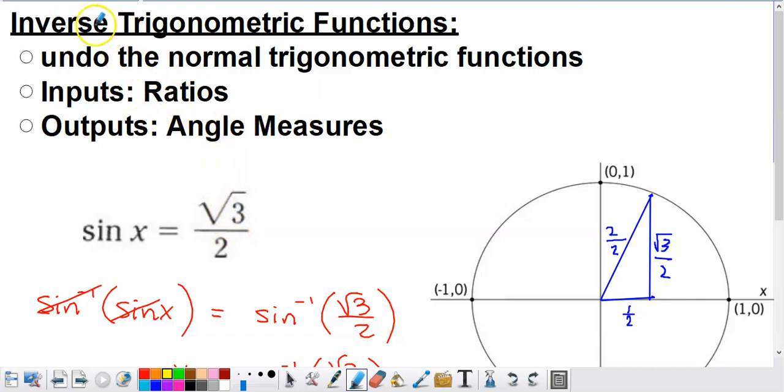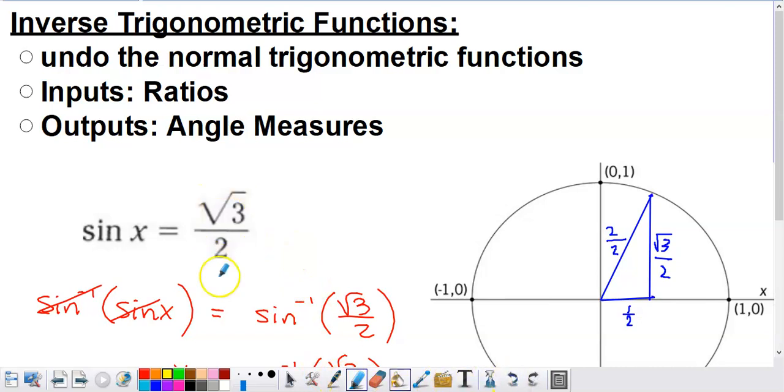Look at what I have up here denoted about the inverse trig functions. The input to an inverse trig function is actually a ratio, so we would put something like this into the inverse trig function, and what it's going to give us is the angle measure. So basically what changes when you go from an inverse trig function to a normal trig function or vice versa is that the outputs and inputs exchange with each other.